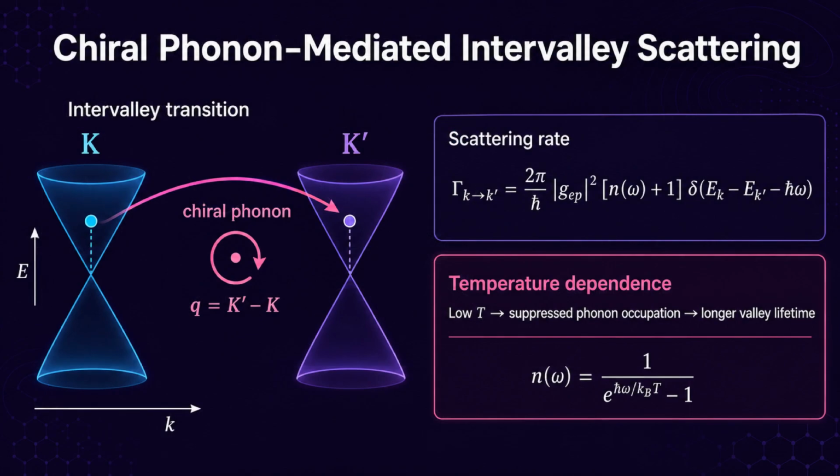Intervalley scattering from K to K' can occur through absorption or emission of chiral phonons. The scattering rate is proportional to the electron-phonon coupling squared times the phonon occupation factor. At low temperatures, phonon occupation is suppressed exponentially, leading to longer valley lifetimes. This temperature dependence is key for applications requiring long valley coherence.